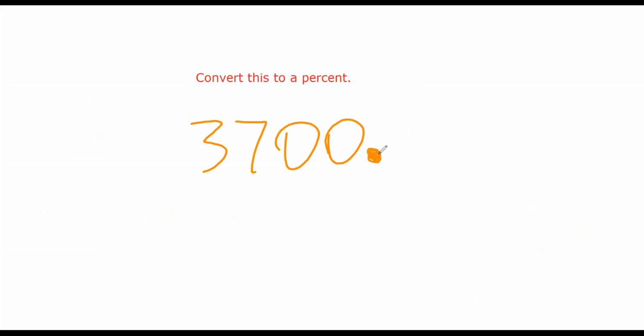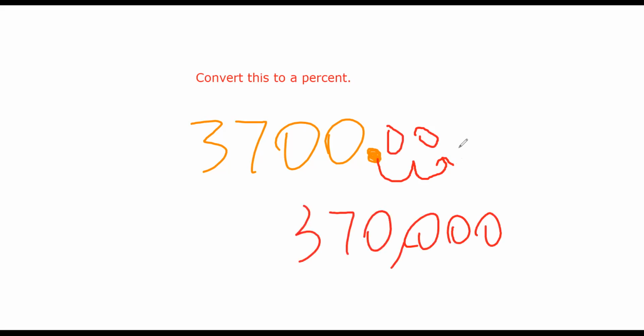Now we're converting to a percent. Do I move it 2 places to the left because that's what my heart tells me to do? No, you move it 2 places to the what? You move it 2 places to the right. Whether you like it or not, you're converting to a percent. You fill these in with zeros, and that's going to be 370,000%. That's huge. That's a huge number.